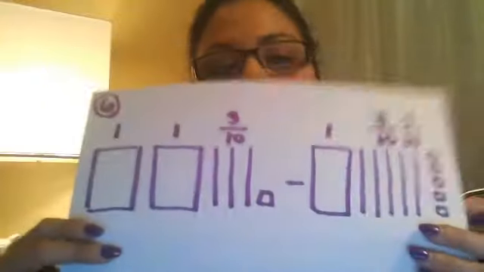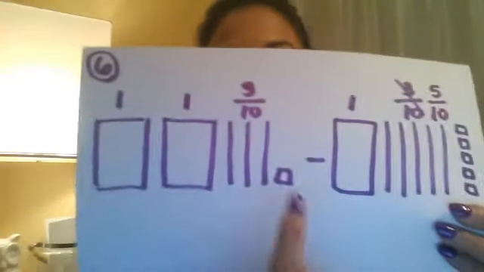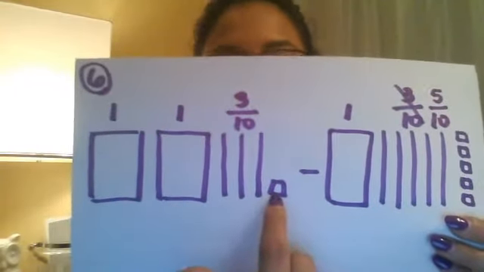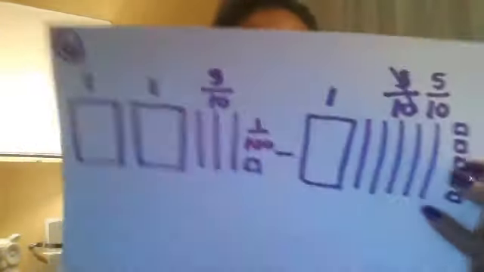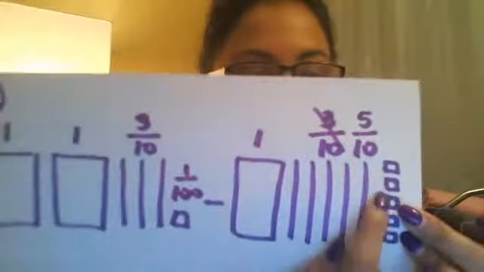Okay. And then these guys equal 1/100. So this is 1 out of 100. So that tells me that on this side I have 1, 2, 3, 4, 5. This is 5 out of 100. Okay.